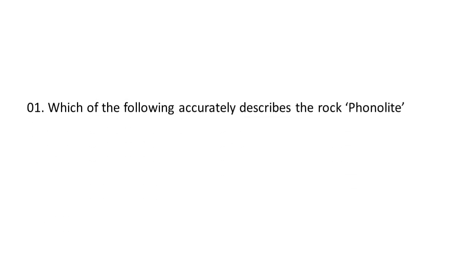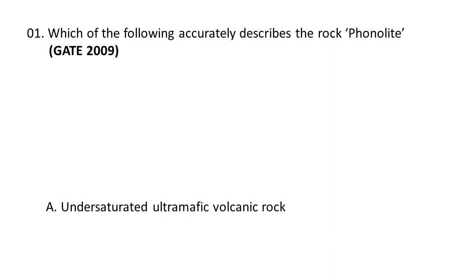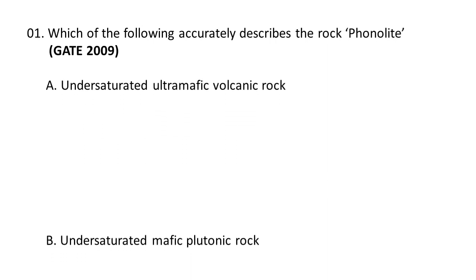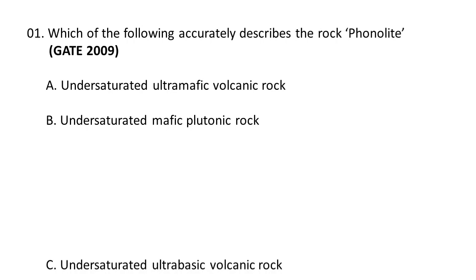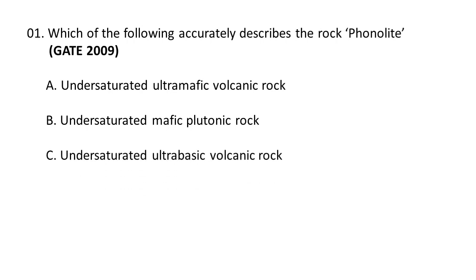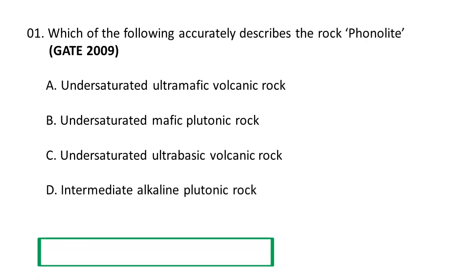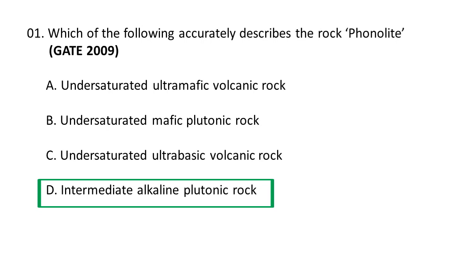Which of the following accurately describes the rock phonolite? The options are A. Undersaturated ultramafic volcanic rock, B. Undersaturated mafic plutonic rock, C. Undersaturated ultrabasic volcanic rock, D. Intermediate alkaline plutonic rock. So the correct option is D. Phonolite is an intermediate igneous rock with a chemical composition between felsic and mafic. It is rich in nepheline and potash feldspar, and it contains alkali feldspar, pyroxene, alkaline amphibole and other minerals. So the correct option is intermediate alkaline plutonic rock.